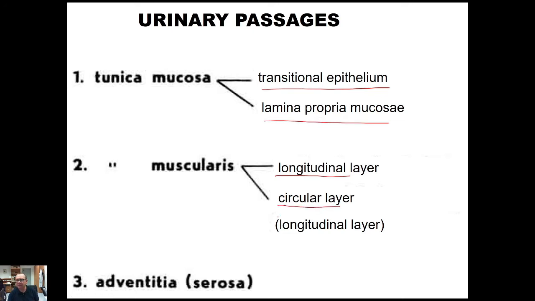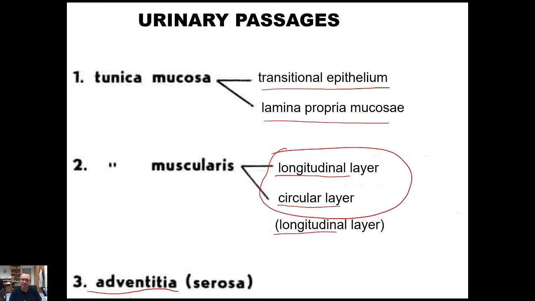Only in the distal part of the ureter there is the additional third layer or third sublayer of tunica muscularis, which is again longitudinal. But usually there are just two layers, longitudinal and circular. The outermost layer of urinary passages is usually tunica adventitia, because they are present either in the renal sinus, or ureter is present in the retroperitoneal space.